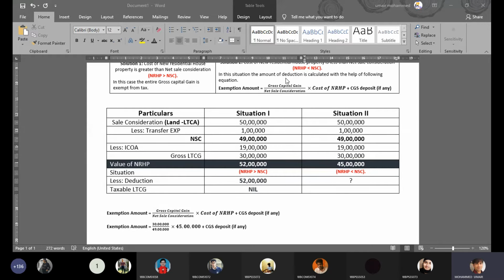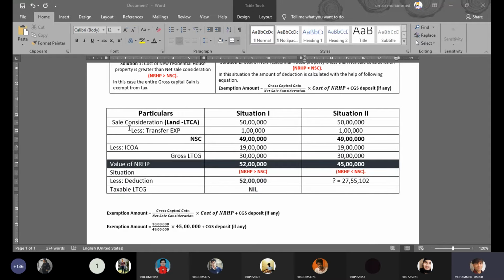So let's simplify this. 30 lakhs divided by 49 lakhs into 45 lakhs. We get 27 lakh 55,102 rupees. So the deduction amount will be this. So the gross capital gain amount is 30 lakhs, right? From 30 lakhs, you deduct 27,55,102.